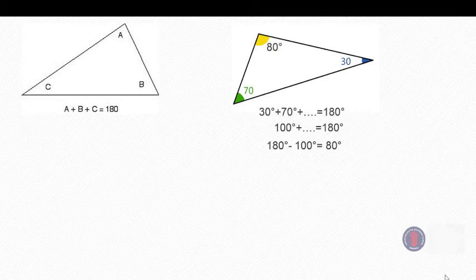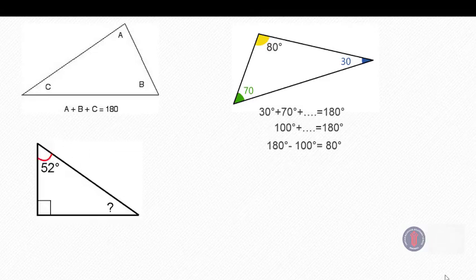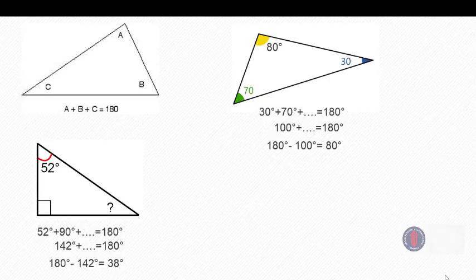Let's try another one. In this one, one angle is 52 degrees, another angle is a right angle which is 90 degrees. So what is the third angle? We have to add all of the angles. It should be 180 degrees. 142 plus what number becomes 180 degrees? We just have to subtract it, and the result is 38 degrees.